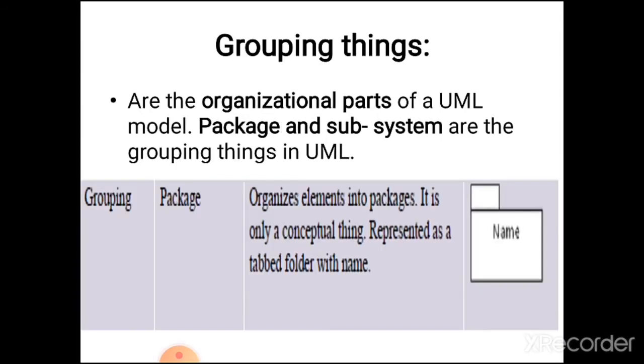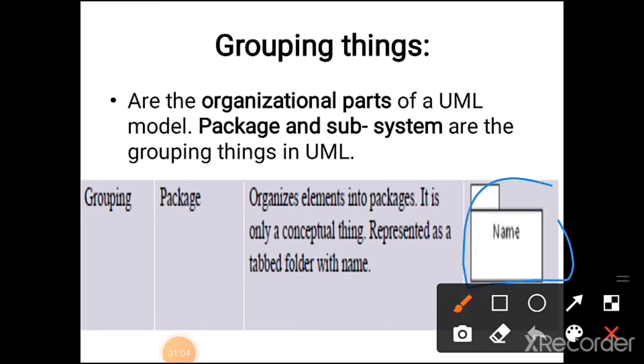The next thing is grouping things. These are the organizational part of the UML model. Package and subsystems are the grouping things in UML. So package is something of the grouping. Here package is represented like this symbol, and organizes elements into packages. It is only a conceptual thing represented as a tabbed folder with name.